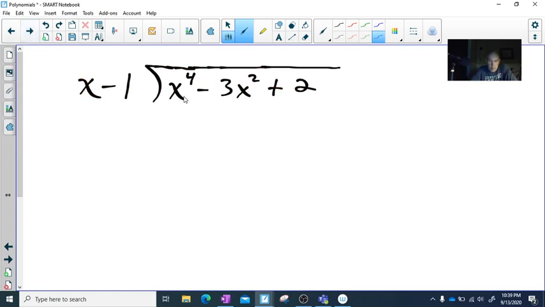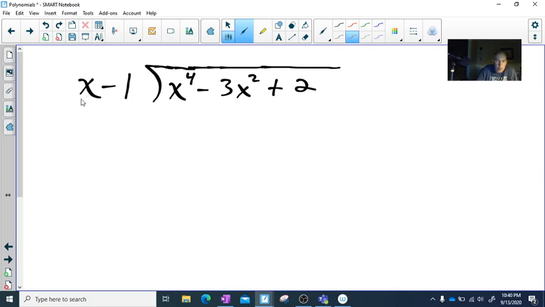If you notice here, this one goes x to the 4th. It doesn't have an x to the 3rd term. It has an x squared term. It doesn't have an x to the 1st term, and then it has a 2. So let's see what happens when we do our division. We don't change anything, but things might not line up as perfectly as they did before.